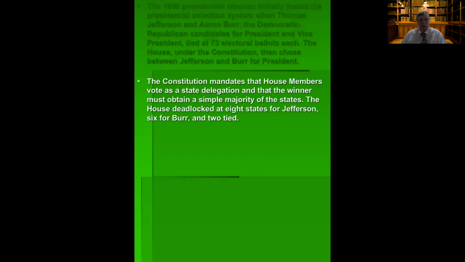Note that the Constitution mandates that House members vote as a state delegation and that the winner must obtain a simple majority of the states. So it's not electors based on population. Rather, each state gets one vote in the House concerning who will be selected president in case of a tie. The House deadlocked at 8 states for Jefferson, 6 for Burr, and 2 tied. And so no candidate had a majority of the votes. 8 for Jefferson was a plurality, but not a full majority.